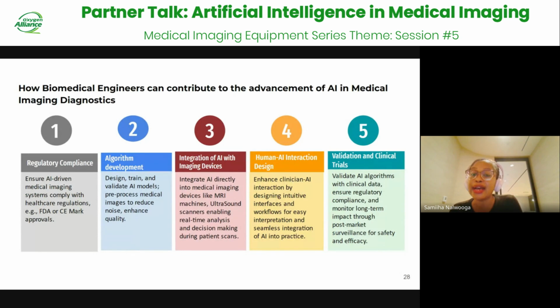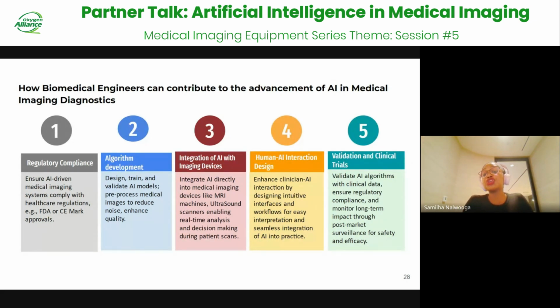Then the other one is the aspect of validation and clinical trials. Biomedical engineers here are very key because these are equipment or devices that are being developed for the medical field, but before they're deployed, they have to go through a process. I would speak for Uganda. Before you actually put any of this on the market, you need to go through the IRB, that's the Institutional Review Board, and also do clinical trials.